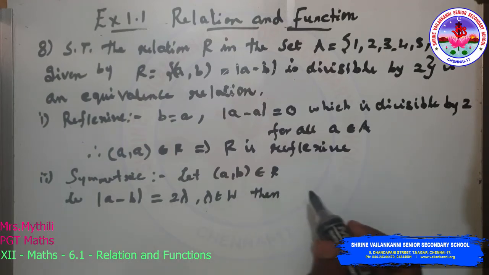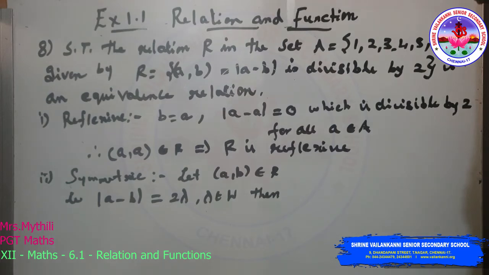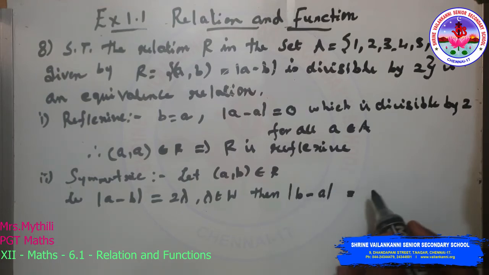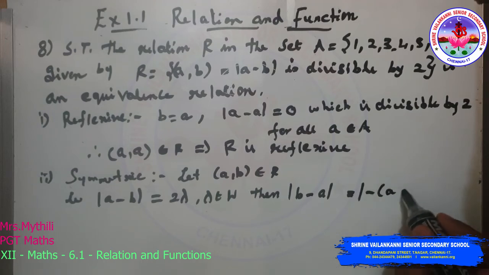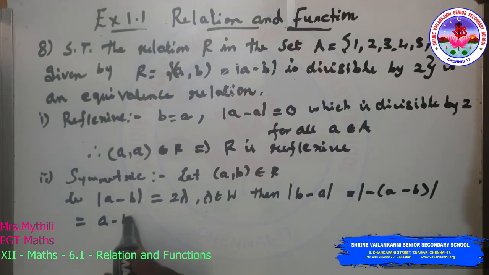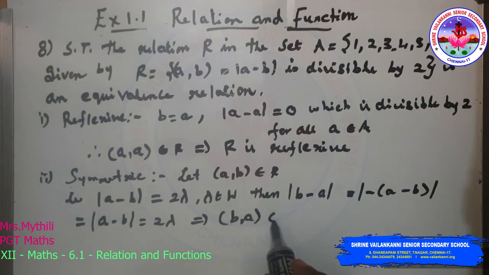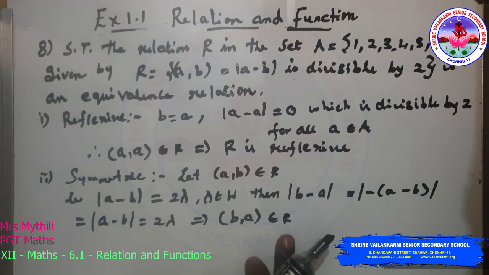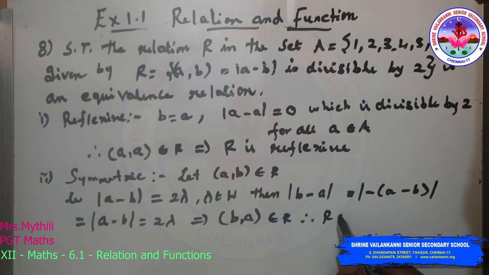For symmetric, the condition is we have to prove (a, b) belongs to R implies (b, a) belongs to R. So I am taking modulus of b minus a, which is equal to minus of a minus b. Minus of a minus b is nothing but a minus b, which is equal to 2 lambda, which implies that (b, a) belongs to R. Let (a, b) belong to R, which implies (b, a) belongs to R. Then we say that R is symmetric.